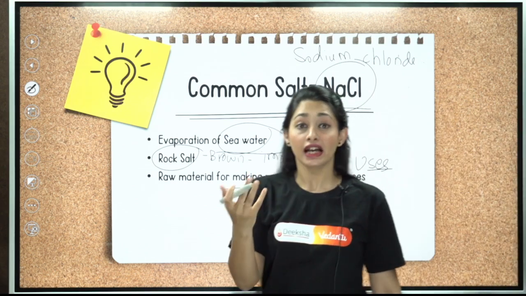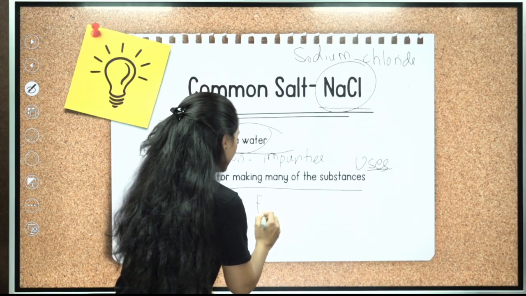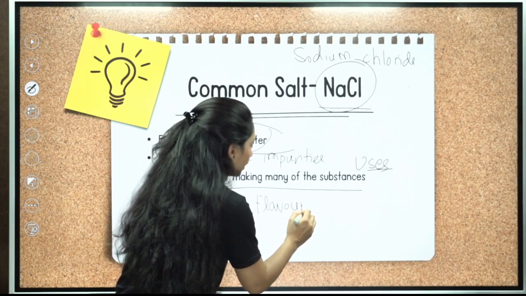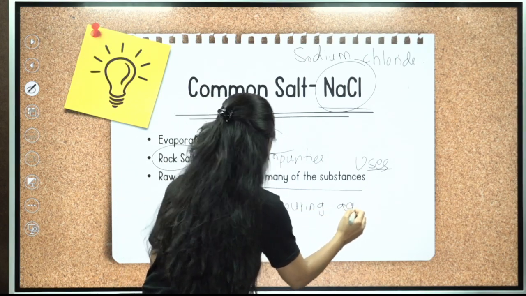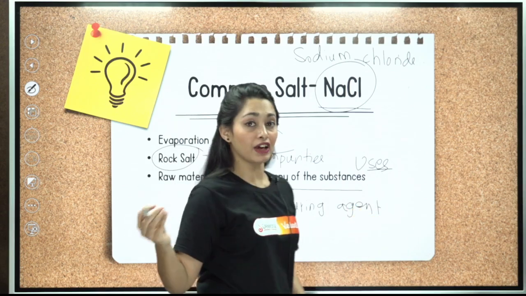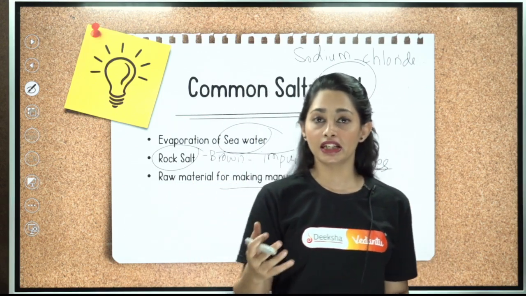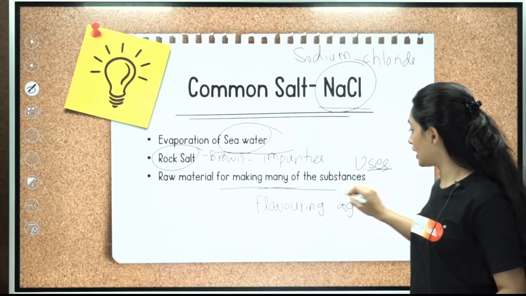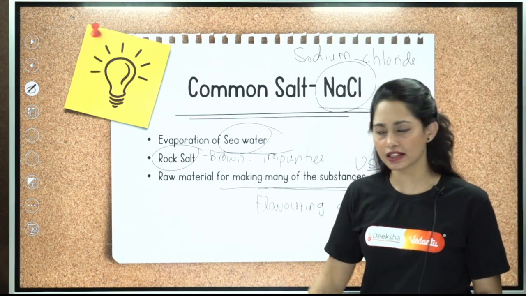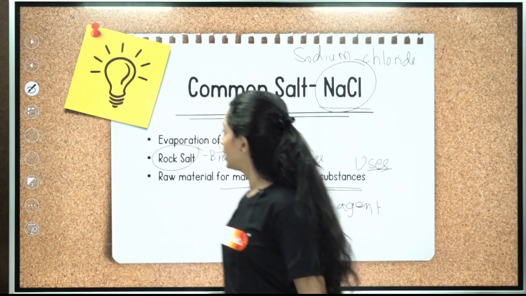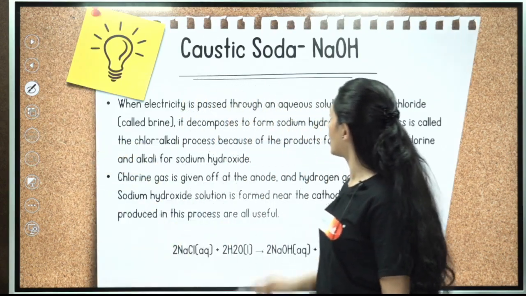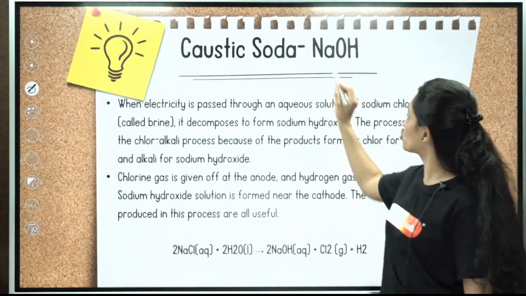Apart from using it in the kitchen as a flavoring agent, it is also used as a very important raw material in preparing other substances. Let's see how. So the next salt is our caustic soda. Caustic soda is nothing but NaOH, sodium hydroxide.